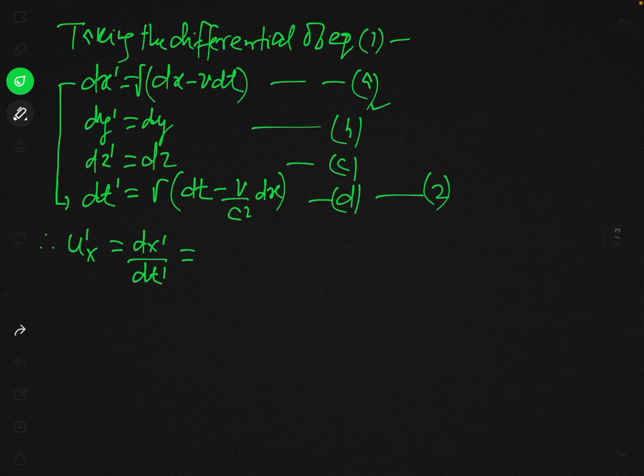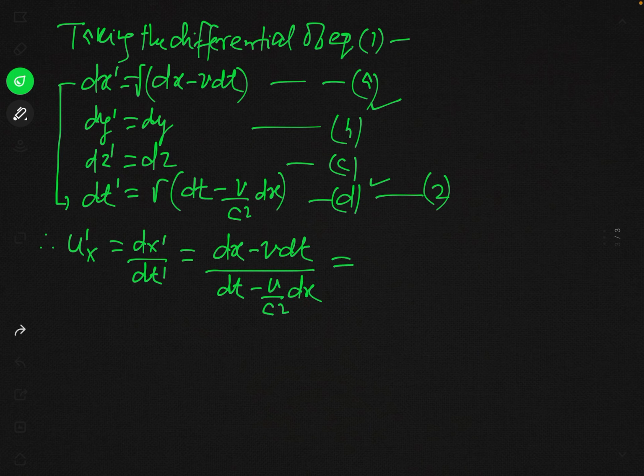So we can write u prime x, defined as dx prime by dt prime. For this you can see equation A and equation D, and let us divide equation A by equation D. You can see that this gamma will cancel out and our result will be simply dx minus v dt over dt minus v over c square dx.